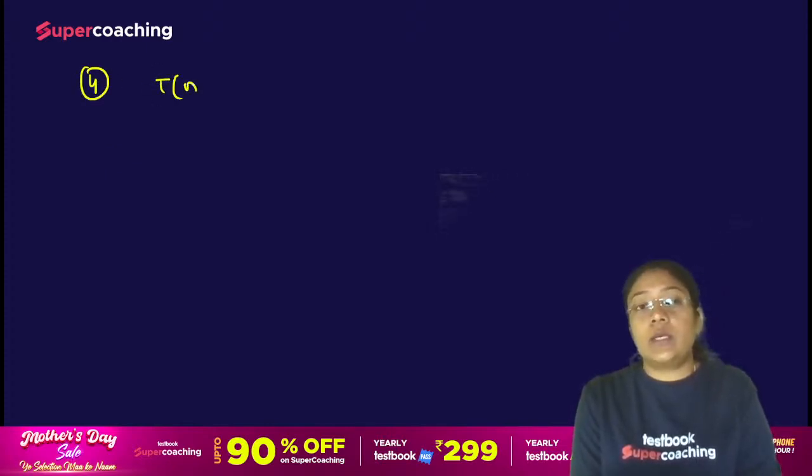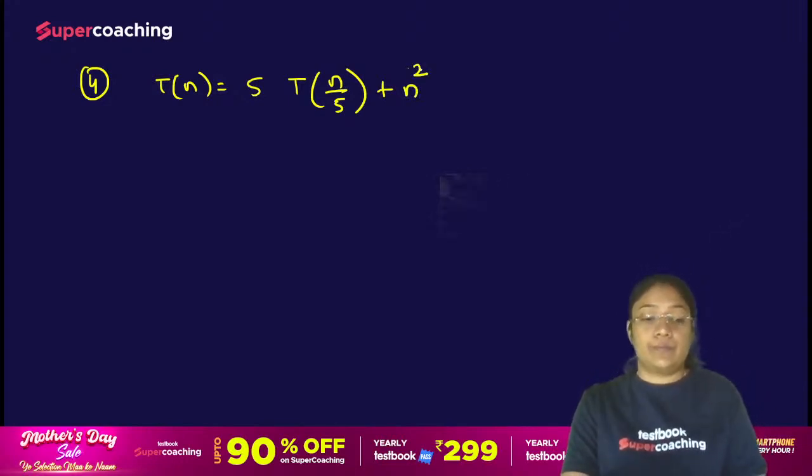T of n is equal to 5T of n by 5 plus n square. Solve it.